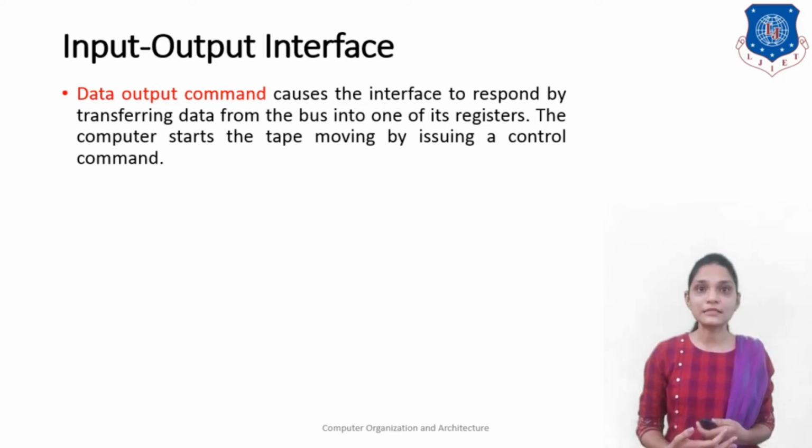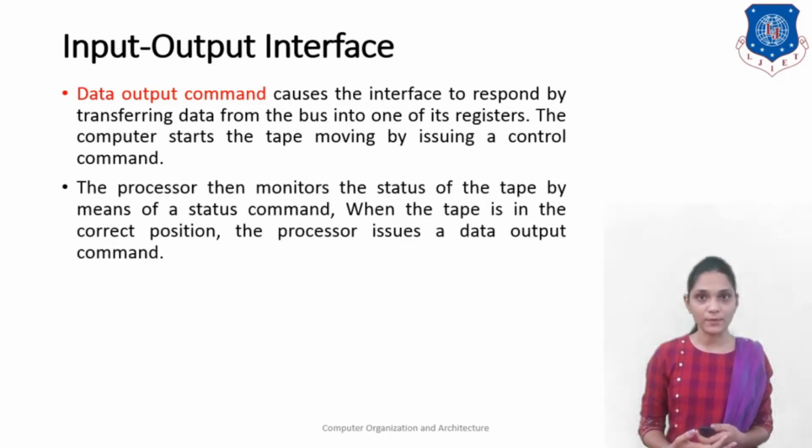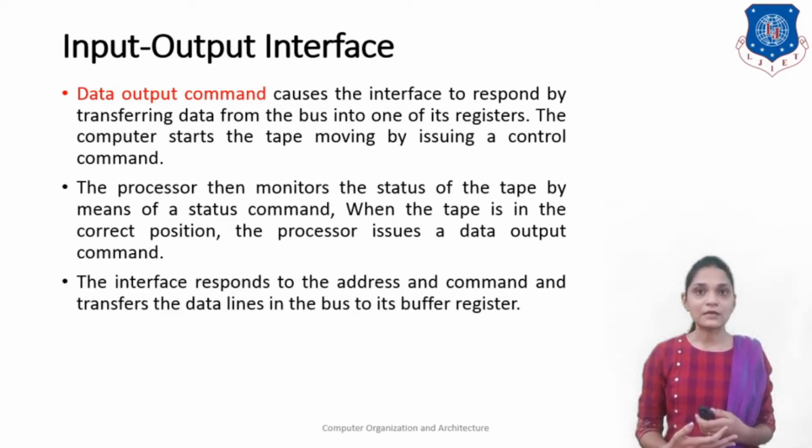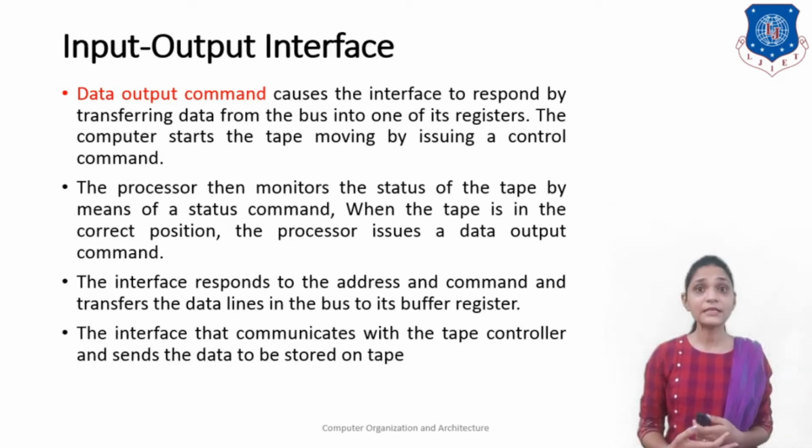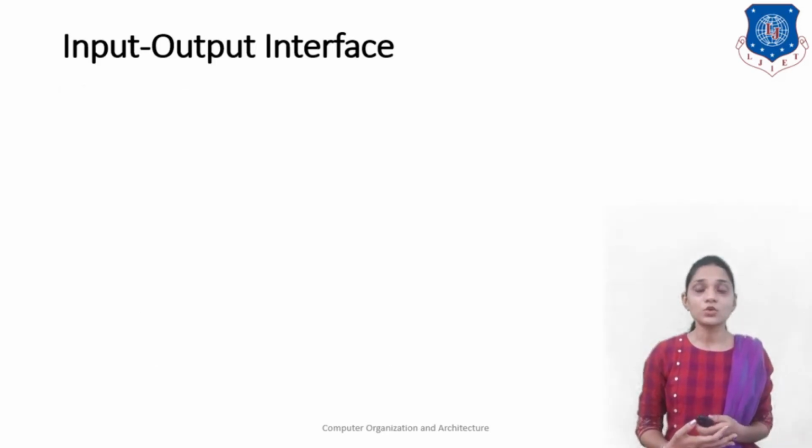The computer starts the tape moving by issuing a control command. The processor then monitors the status of the tape by means of the status command. When the tape is in the correct position, the processor issues the data output command, so that the data can be given to the output. The interface responds to the address and the command, and transfers the data lines in the bus to the buffer register. The interface that communicates with the tape controller then sends the data to be stored on the tape. So this way we can use the data output command.